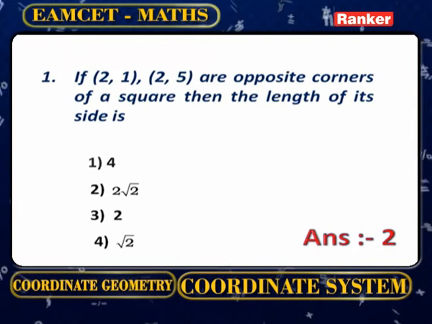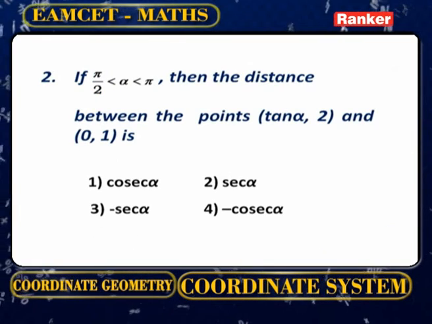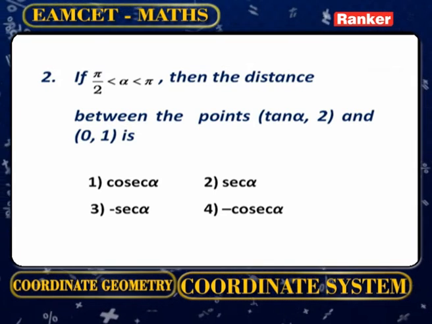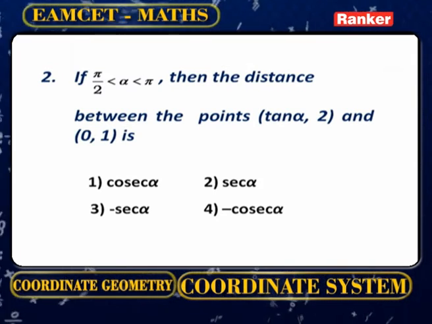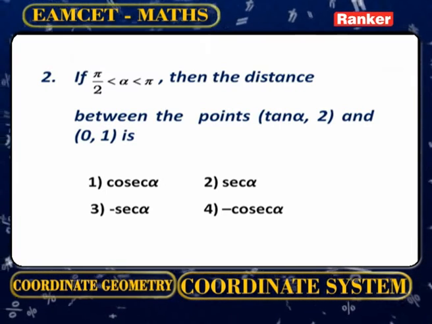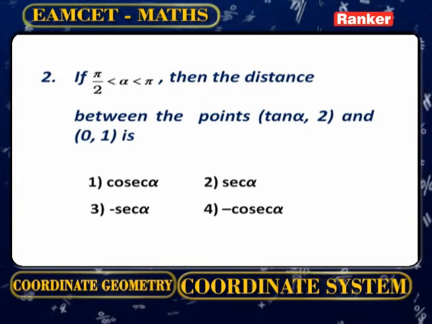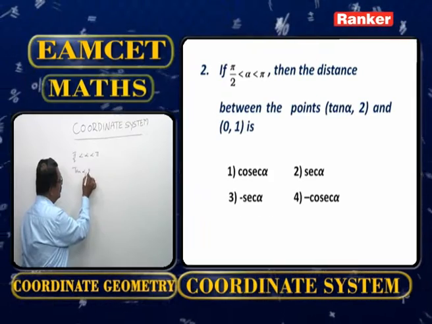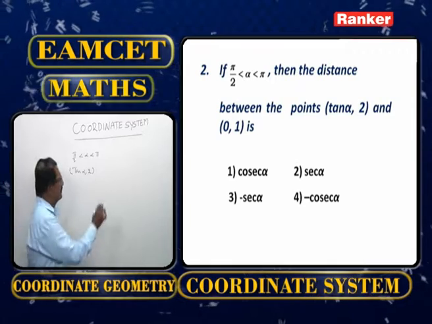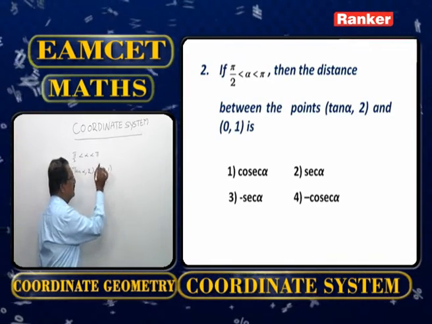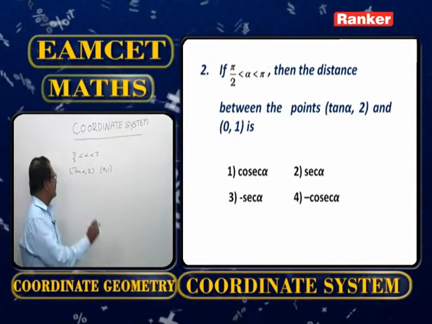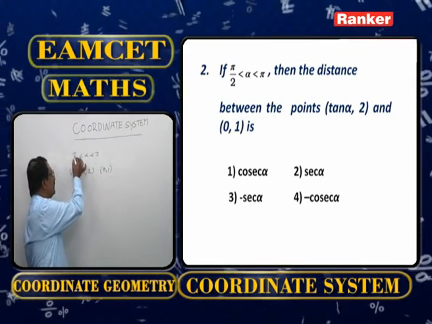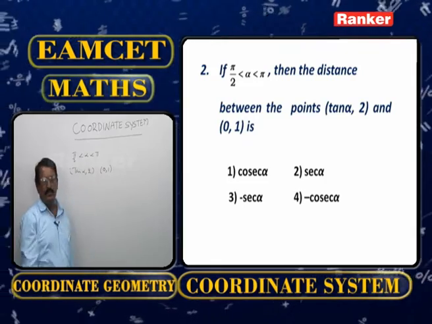Now next problem. If pi by 2 is less than alpha less than pi, then find the distance between the points (tan alpha, 2) and (0, 1). Now we require the distance between the points (tan alpha, 2) and (0, 1), but the given condition is pi by 2 less than alpha less than pi.